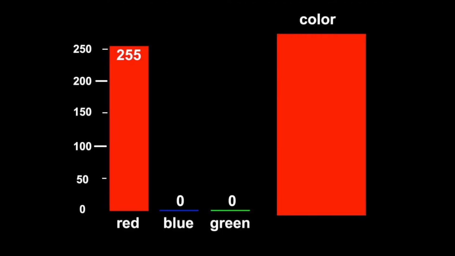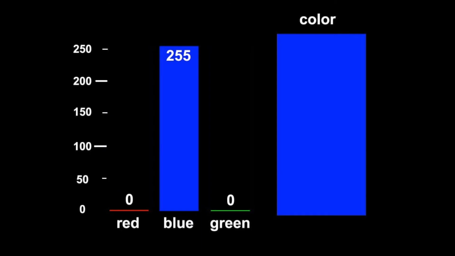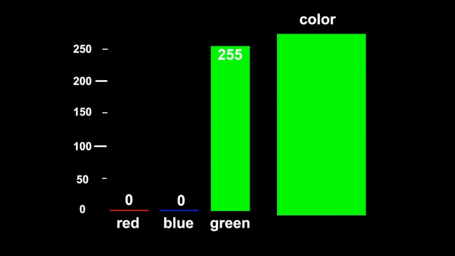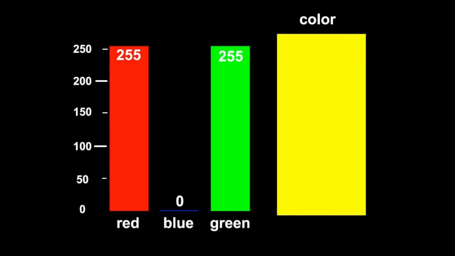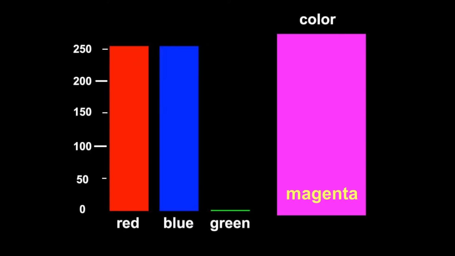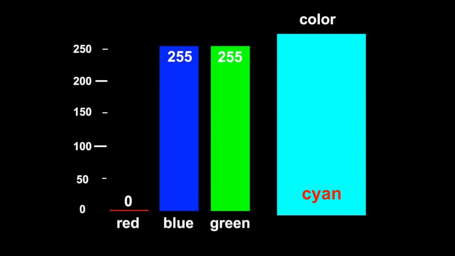As we said before, red is 255 red, 0 blue, and 0 green. Blue, 255 blue. Green, 255 green. White, 255, 255, 255. Yellow, 255 red, 255 green, 0 blue. Magenta is red and blue, 255 red, 255 blue. Cyan, 255 blue, 255 green.